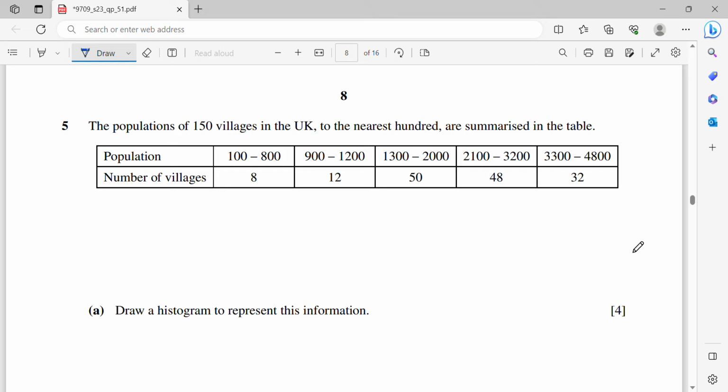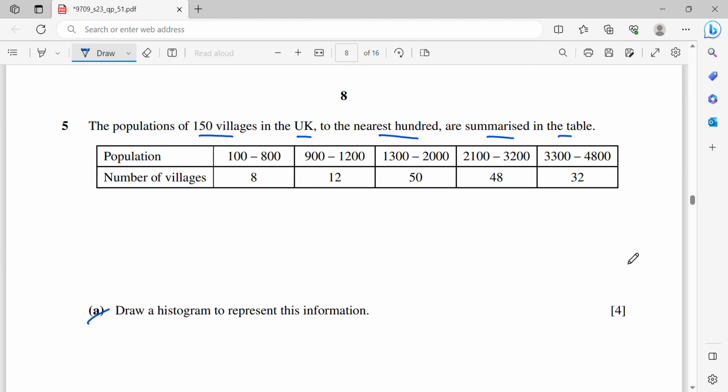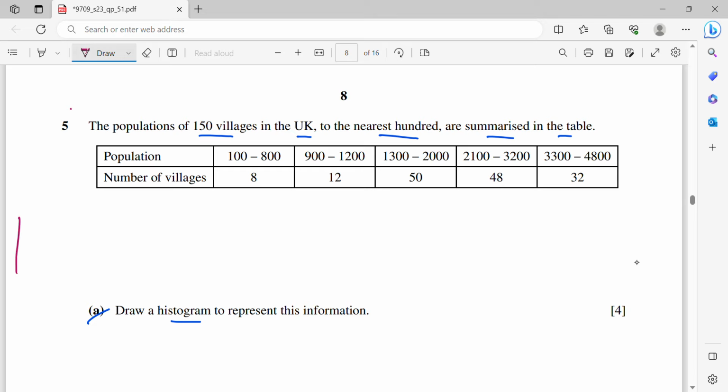Alright, question 5. The populations of 150 villages in the UK to the nearest 100 are summarized in the table. A. Draw a histogram to represent this information. So now, to draw the histogram, just a revision. For a histogram, the horizontal axis will be the class boundaries, and the vertical axis is sometimes frequency density. It depends on your class width.